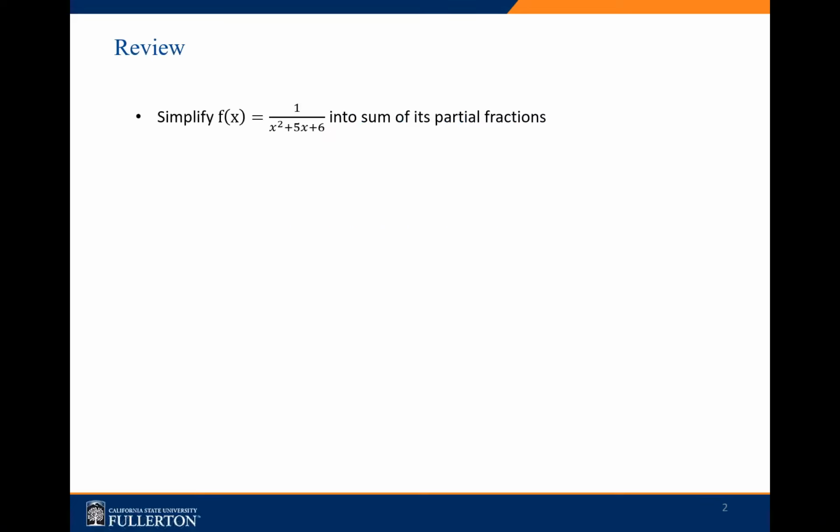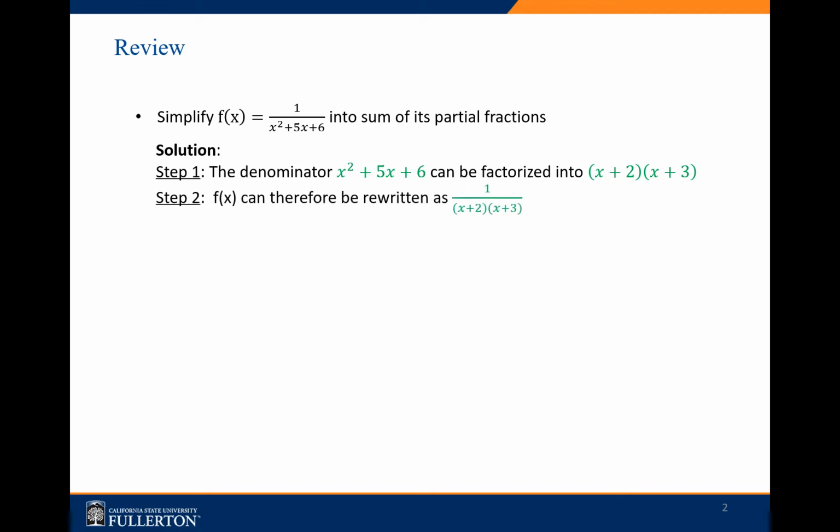Let's start with f(x) equals 1 over x squared plus 5x plus 6. The denominator is a quadratic equation, x squared plus 5x plus 6, which can be easily factorized into (x plus 2) multiplied by (x plus 3). So f(x) can be rewritten as 1 over (x plus 2)(x plus 3). Now my goal is to break down 1 over (x plus 2)(x plus 3) into much simpler terms as A over (x plus 2) plus B over (x plus 3).